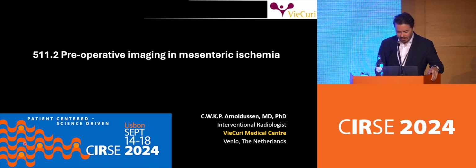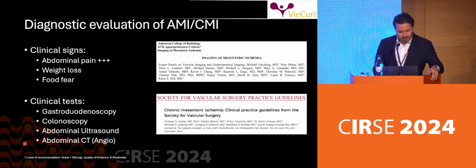Preoperative imaging in mesenteric ischemia, or maybe we should say pre-interventional imaging in mesenteric ischemia. I have no conflicts. So the diagnostic evaluation of both acute and chronic mesenteric ischemia center around the same signs, just a different presentation.